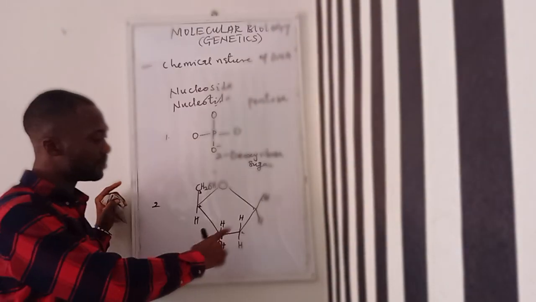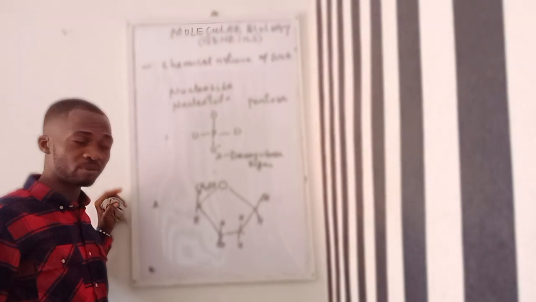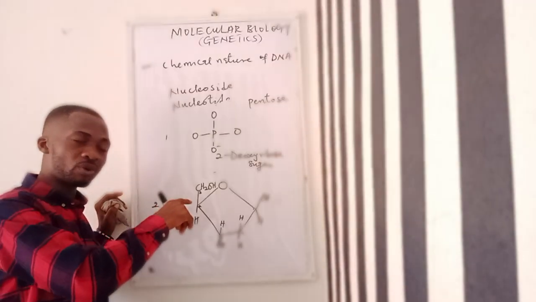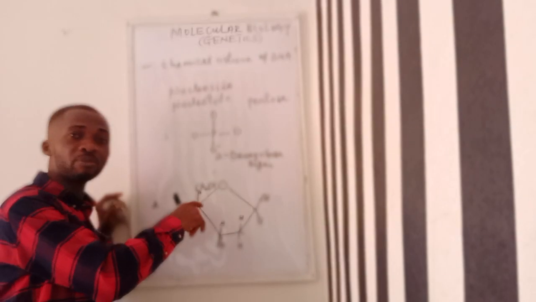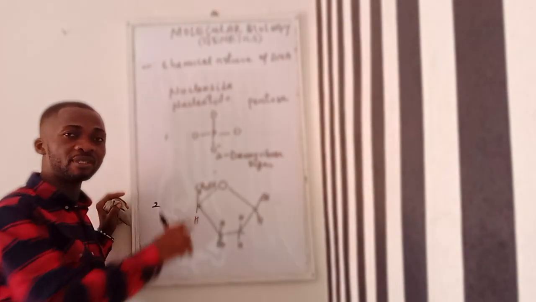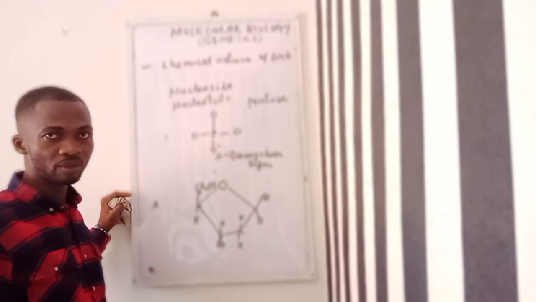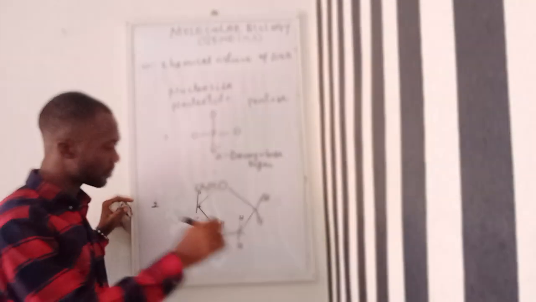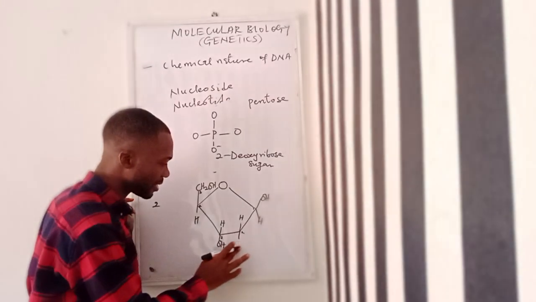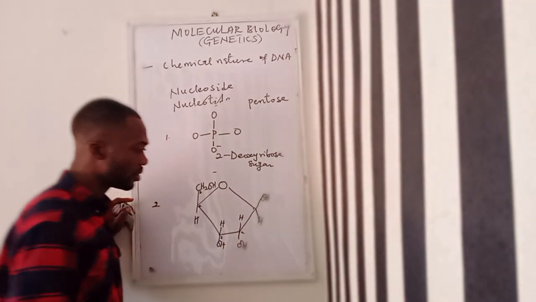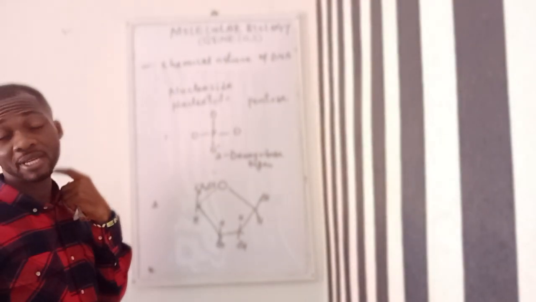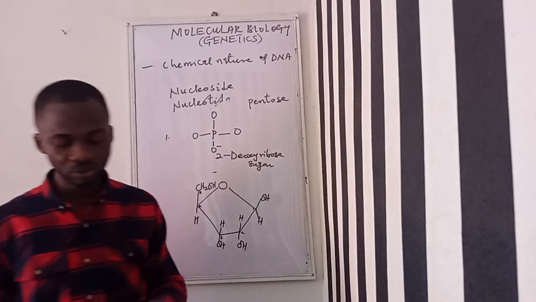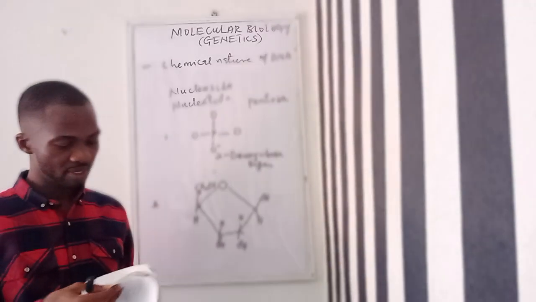So if we eliminate that oxygen atom, this becomes the structure of the deoxyribose sugar, and that's the sugar that is found in DNA. But it's not the same in ribose sugar, because in ribose sugar the OH is still intact. By the time we remove the OH, it gives you the kind of sugar that you see in DNA.